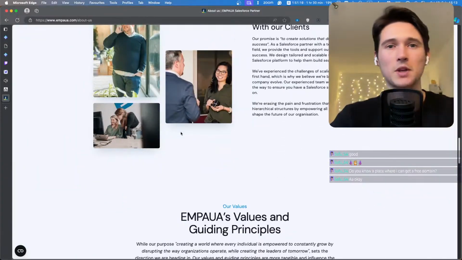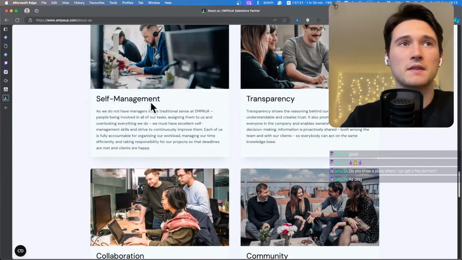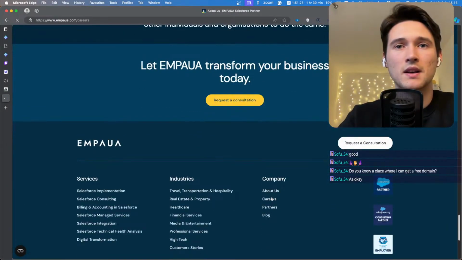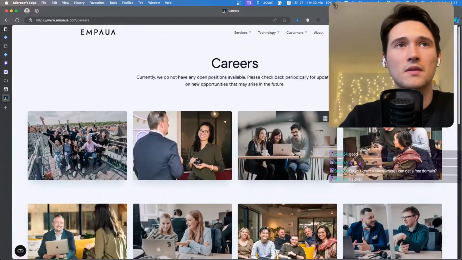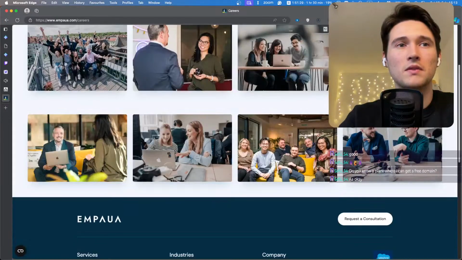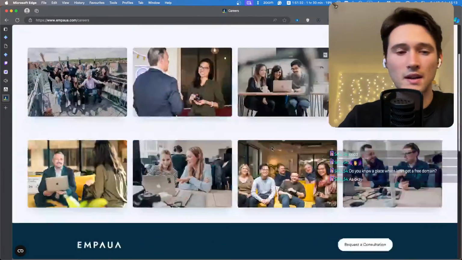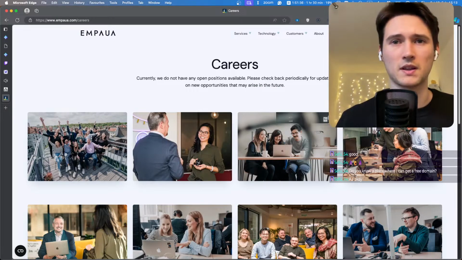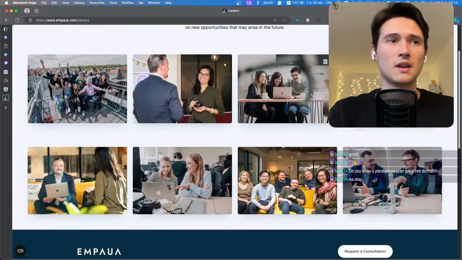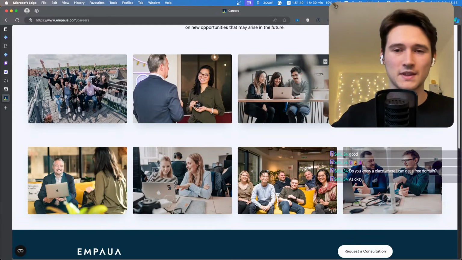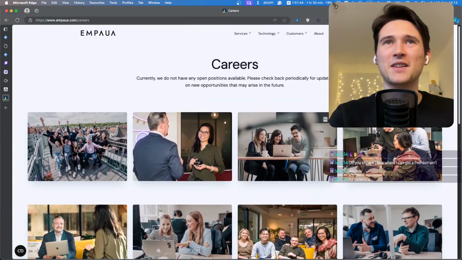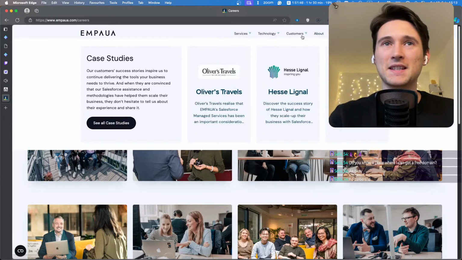They have these beautiful pictures: transparency, self-management, collaboration, careers. How many people are they? Okay, they don't really show. But I think they were around 50 people when I was working there. So the number you said, 50, for example. I don't know why they don't have careers. And this goes into what I want to say.